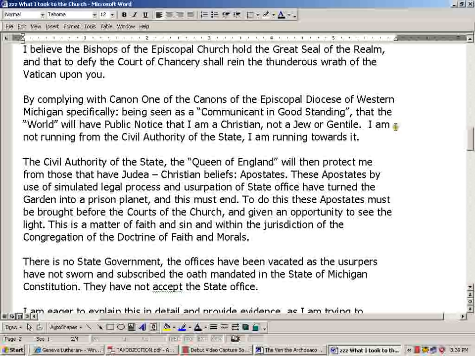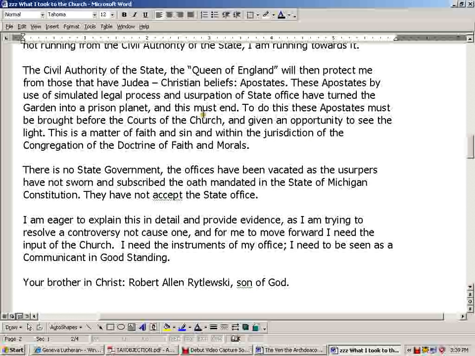I am not running from the civil authority of the state. I am running towards it. The civil authority of the state, the Queen of England, will then protect me from those who have Judeo-Christian beliefs, apostates. These apostates, by use of simulated legal process and usurpation of state office, have turned the garden into a prison planet, and this must end.